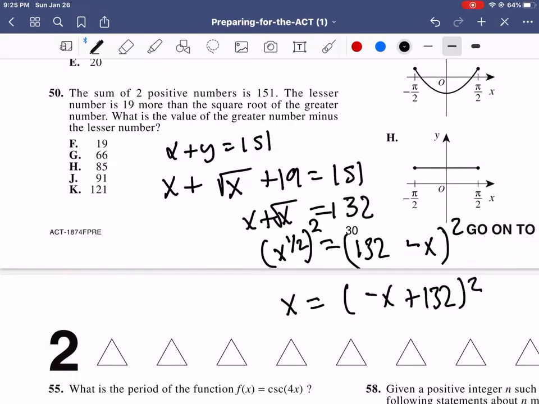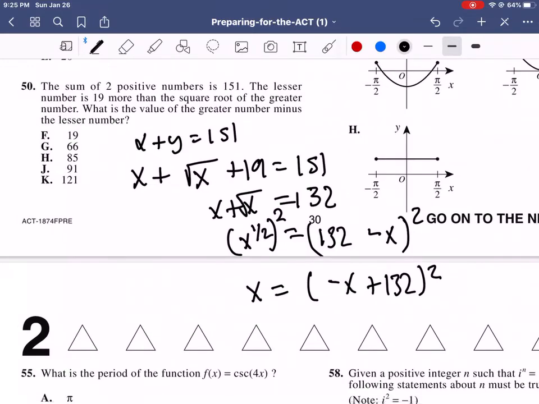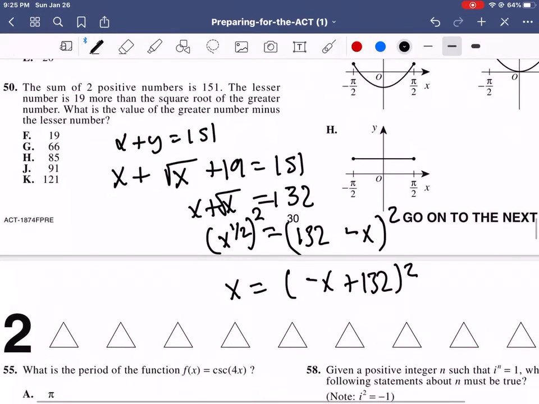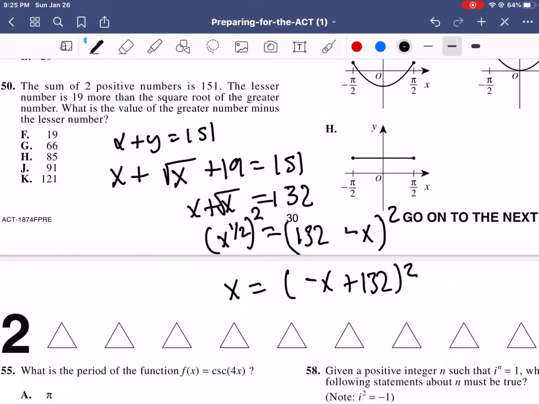And then you're going to get a bunch of numbers, and it's not going to look pretty. Yeah, you could use the quadratic. Okay, so this is basically a quadratic equation because it has two factors, x plus something, x minus something. That's a quadratic.